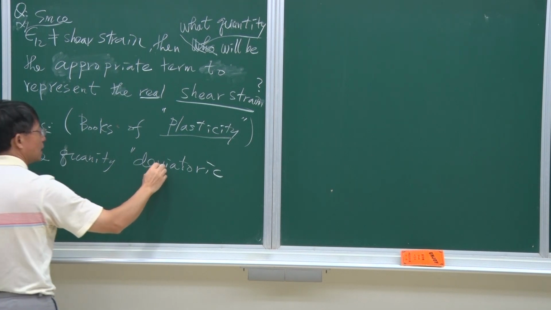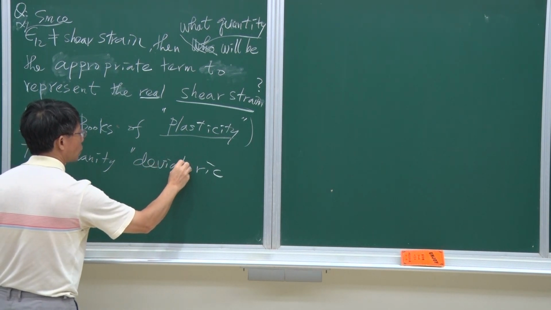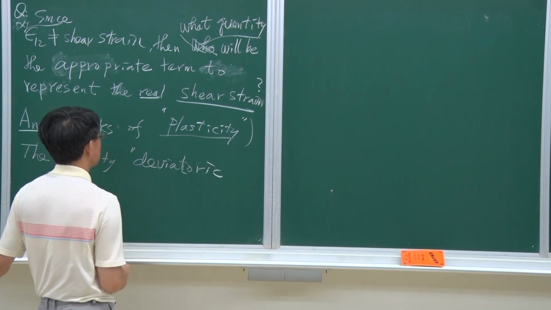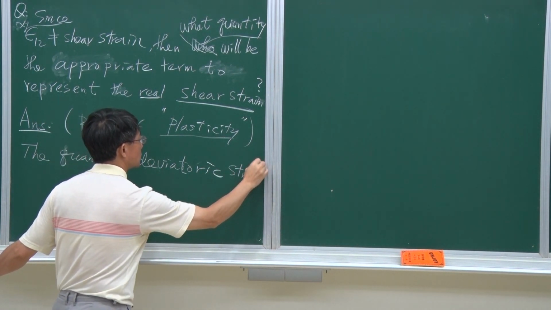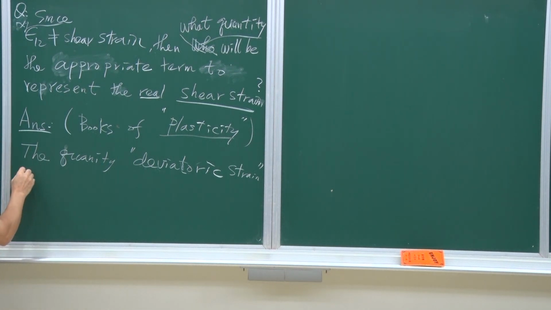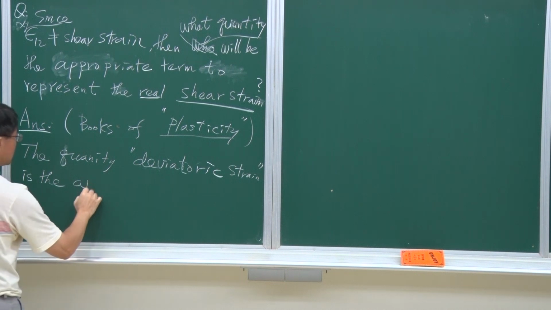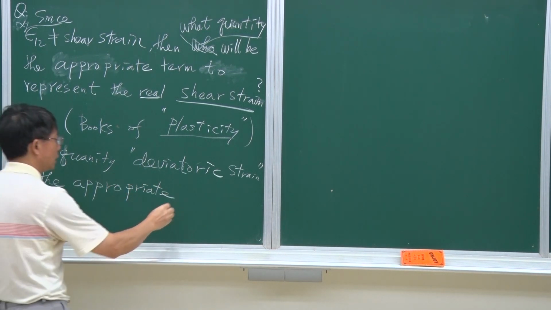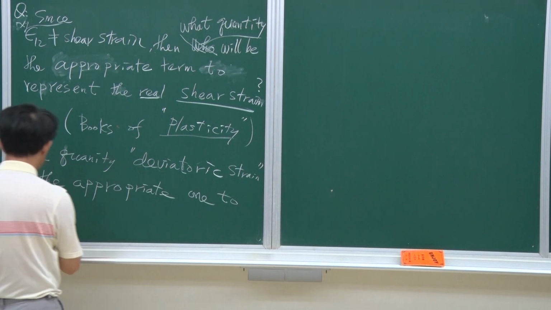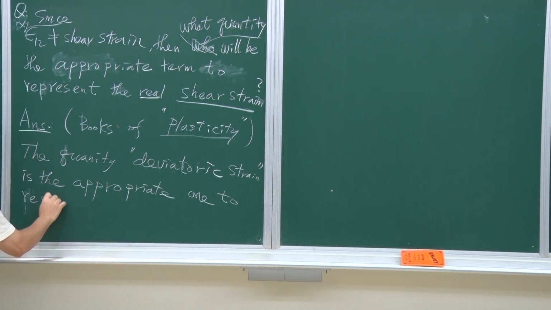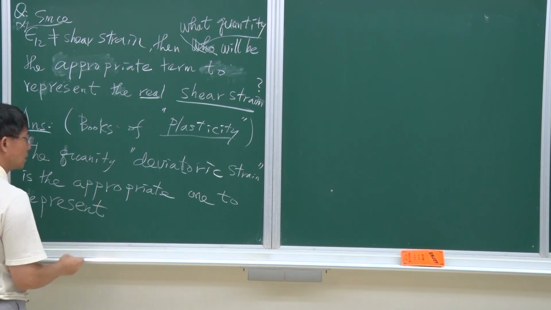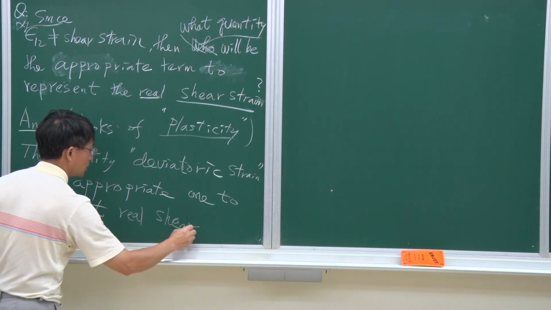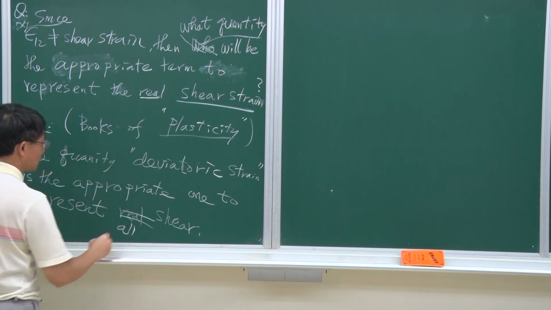Deviatoric strain, deviatoric strain. The quantity deviatoric strain is the appropriate one to represent real shear, or all shear.